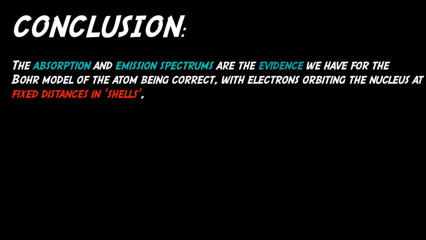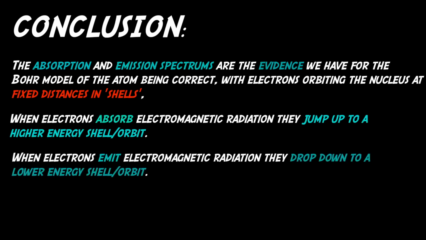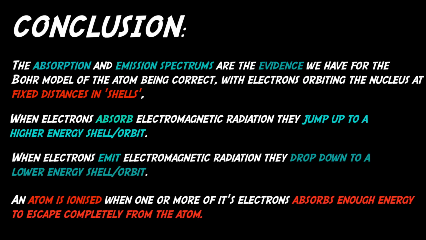So in conclusion, the absorption and emission spectrums are the evidence we have for the Bohr model of the atom being correct, with electrons orbiting the nucleus at fixed distances in shells. When electrons absorb electromagnetic radiation, they jump up to a higher energy shell or orbit. When electrons emit electromagnetic radiation, they drop down to a lower energy shell or orbit. An atom is ionized when one or more of its electrons absorbs enough energy to escape completely from the atom.